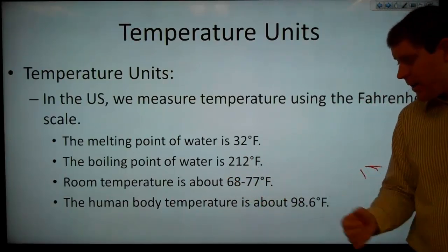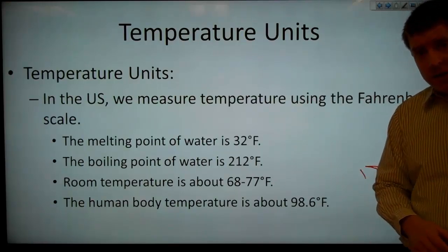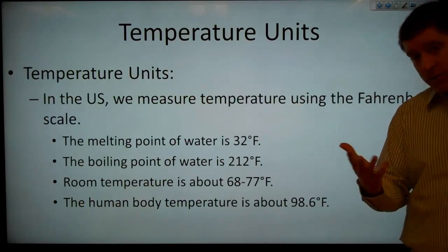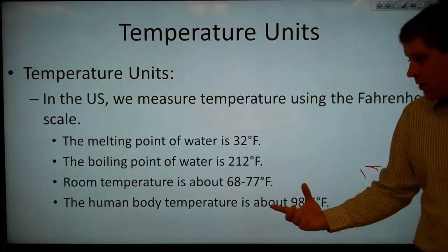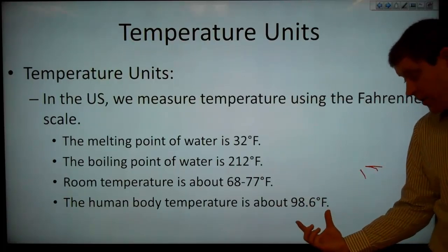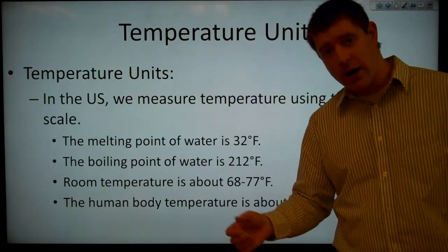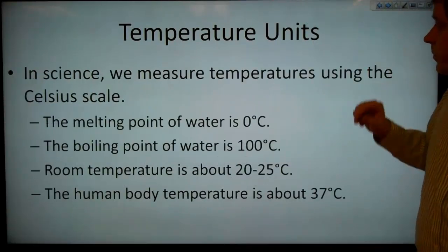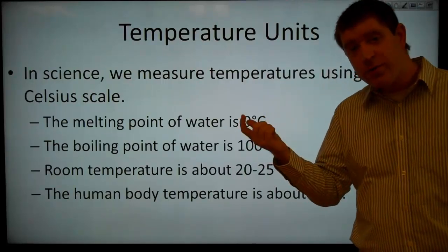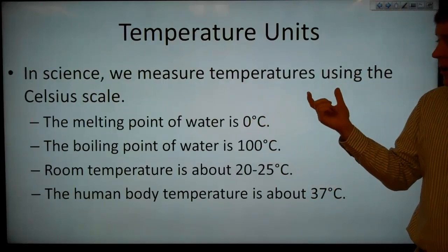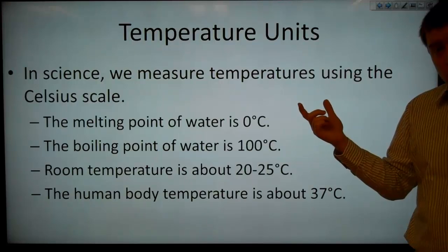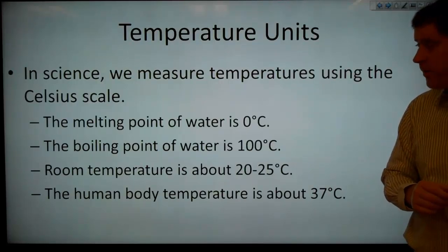Room temperature is somewhere between 68 and 77 degrees Fahrenheit, depending on how warm the room is. The human body temperature is generally 98.6 degrees Fahrenheit, although there's some fluctuation. Different people run hotter and cooler. But in science, we don't use the Fahrenheit scale. We measure temperatures using the Celsius scale or sometimes the Kelvin scale.